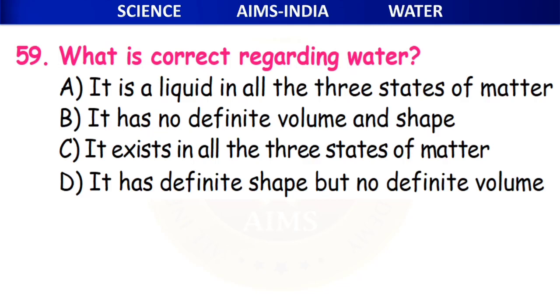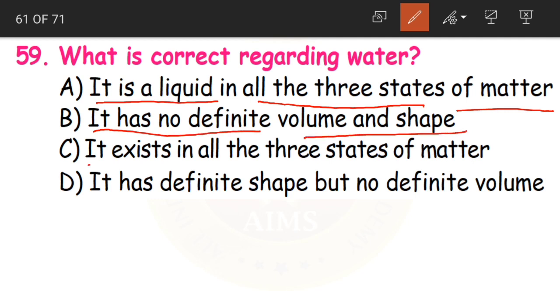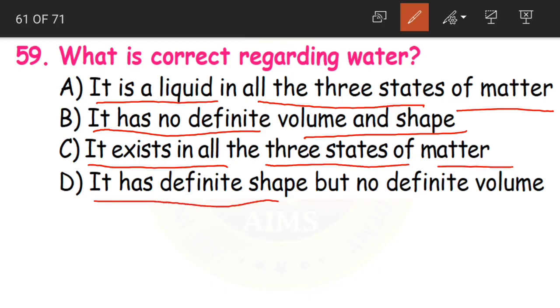59th question, what is correct regarding water? So you have 4 statements in the answer. Which statement is correct? It is a liquid in all the 3 states of matter. It has no definite volume and shape. It exists in all 3 states of matter. Or it has definite shape but no definite volume.